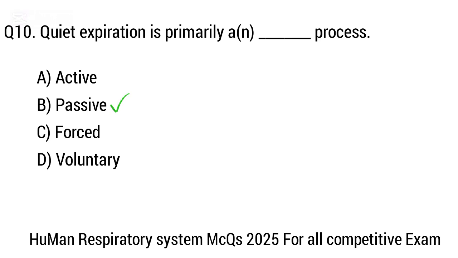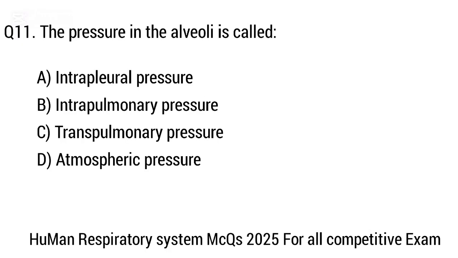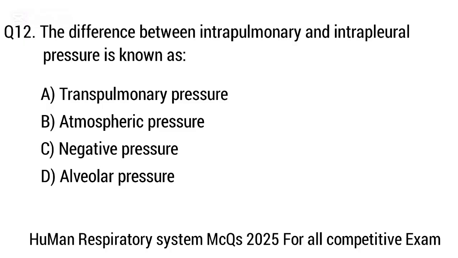Question 11. The pressure in the alveoli is called... The right answer is option B, intrapulmonary pressure. Question 12. The difference between intrapulmonary and intrapleural pressure is known as... The right answer is option A, transpulmonary pressure.